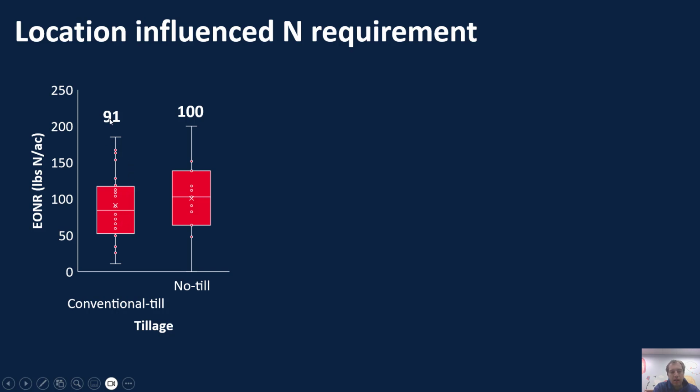So on average, across the central and eastern part of the state, we have 91 pounds per acre for conventional till and 100 pounds per acre for no-till. So really no statistical difference between these. There's a few pounds there, but nothing big. We do have a lot more sites in the conventional till area, a lot more on the eastern side, and we're still working on increasing the number of no-till sites that we have across the state.